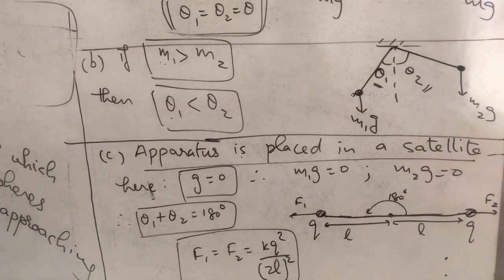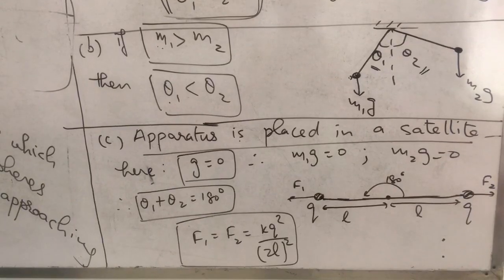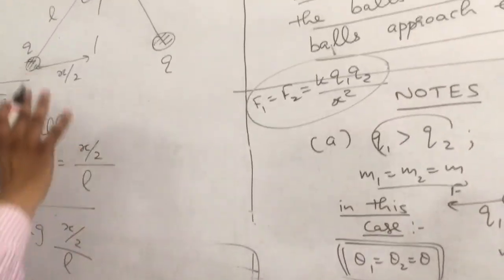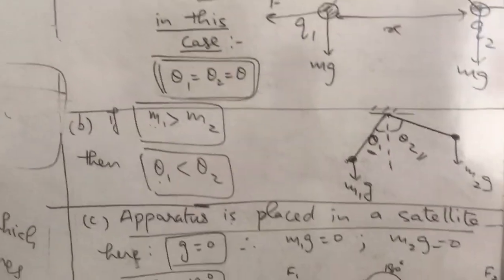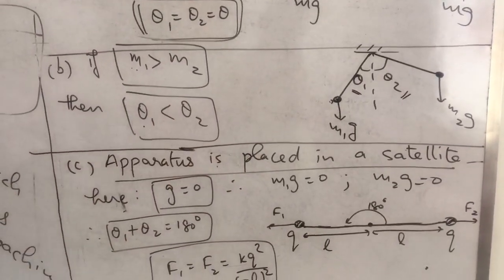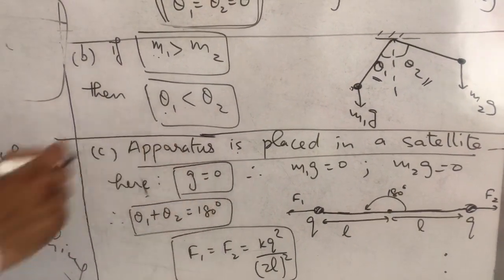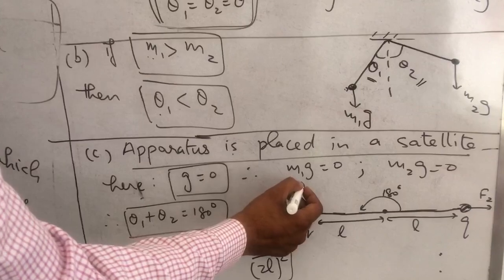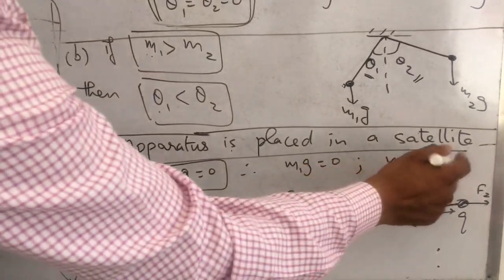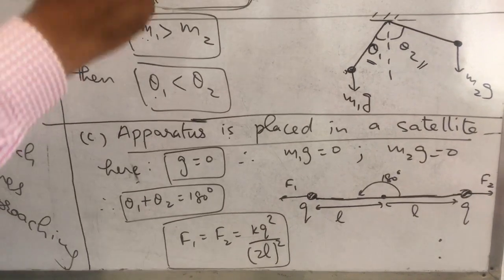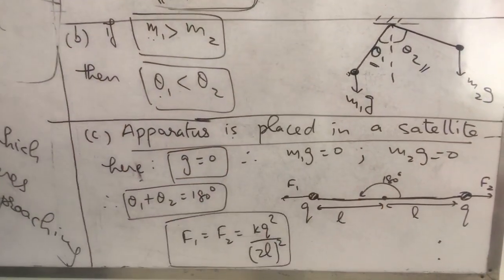The third type of situation I have found in the MCQ questions is that the whole apparatus is placed in a satellite. In a satellite, there is weightlessness. Net acceleration due to gravity is 0. So put g is equal to 0. Therefore m1g is equal to 0 and m2g is equal to 0. And there is no downward weight. There is only repulsive force. So this will be the result.